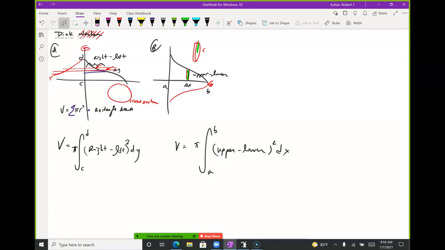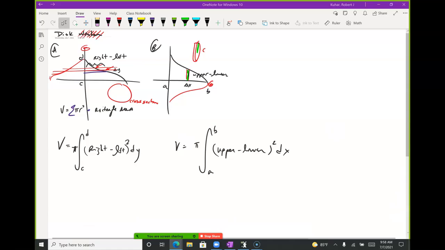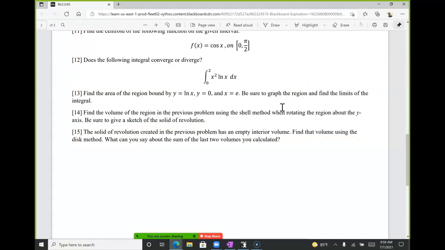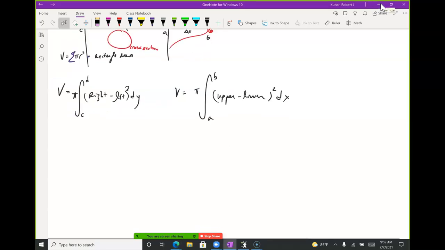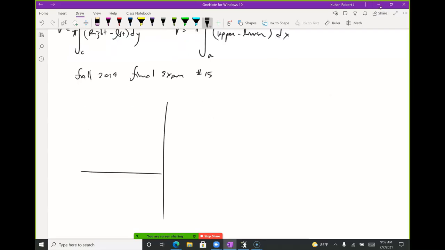Yep. So let's do 15 from that test that we just did, because that's a disk problem. Number 15, this is from fall 2019. We just did 13 and 14 when we did shells. Now we're doing 15 here. The solid of revolution created in the previous problem has an empty interior volume. Find that volume using the disk method. So we're going back to that same curve here. This is the fall 2019 final exam, number 15, right? So I'm going to take that same particular region.